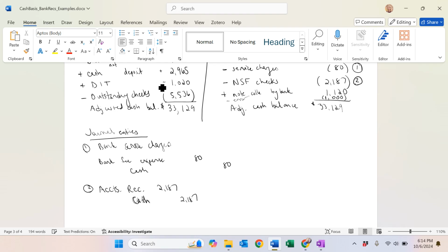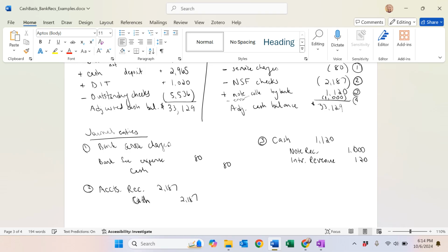Okay, the note collected by the bank, we need a journal entry for that. Note collected by the bank, the company got cash, $1,120. We take off the note receivable for $1,000, and we record that a portion of it was for interest. So we record interest revenue for the $120.